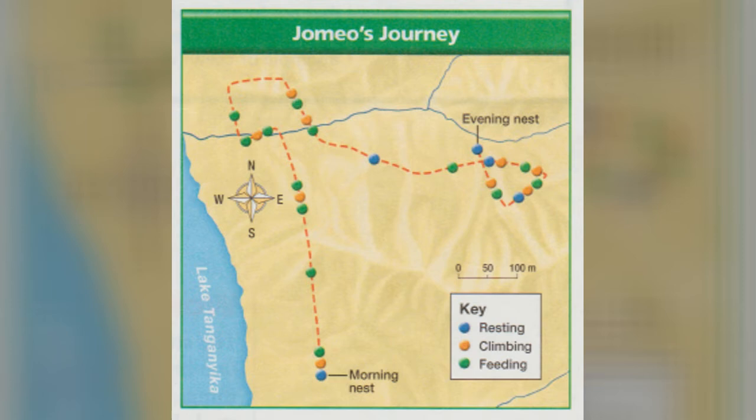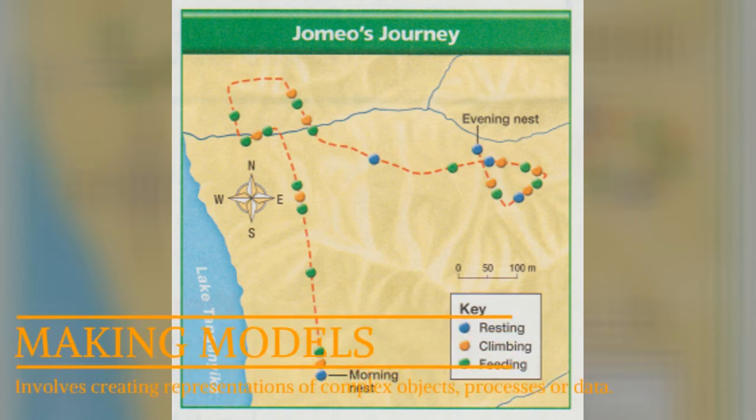Well, sometimes Jane's research team would follow a particular chimpanzee for numerous days at a time, like day after day after day. And the image that you see here shows Jomio's journey through the forest over the course of one day. The diagram is one example of a model. And making models technically is defined as involving creating representations of complex objects or processes.